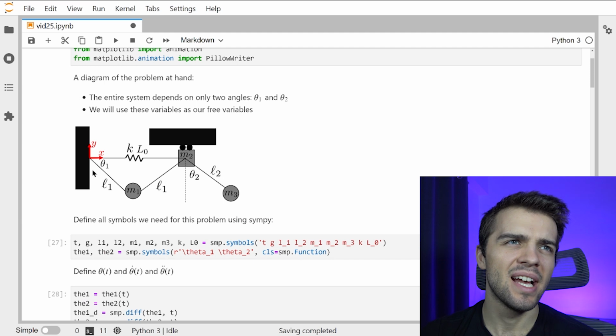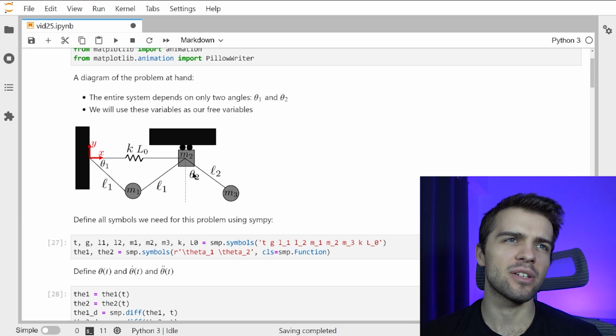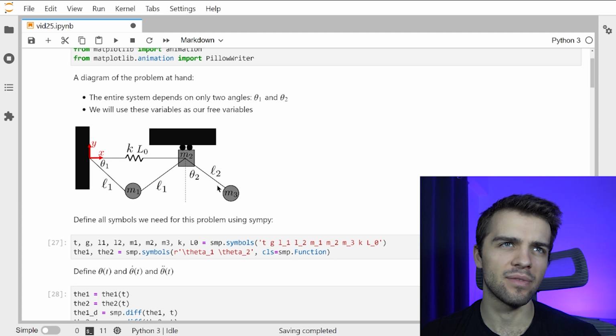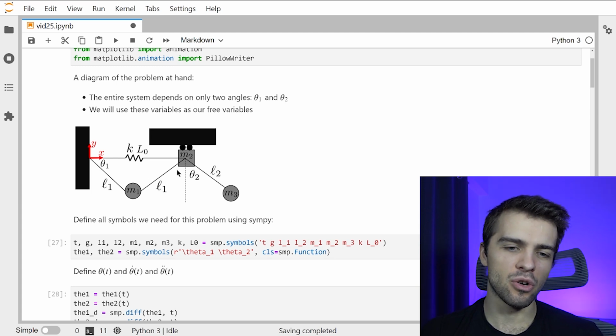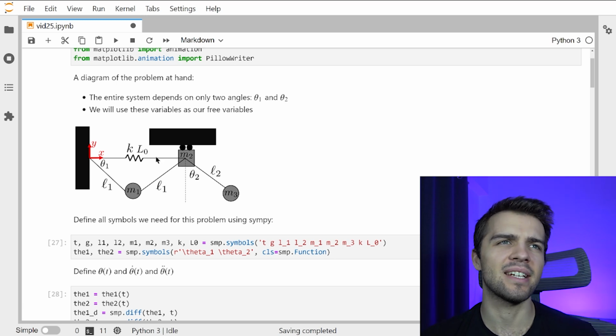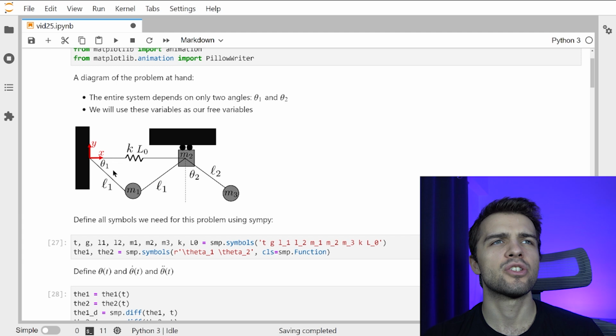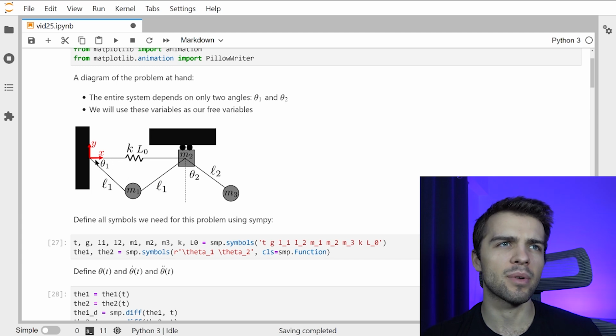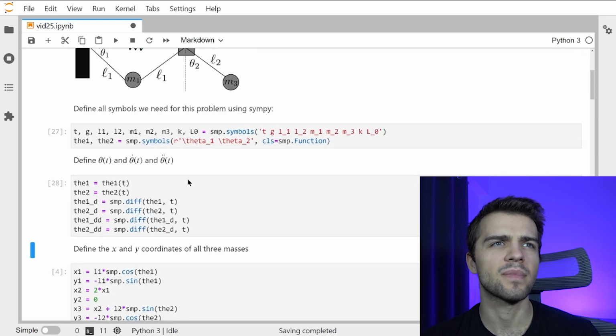of this system, it's a little bit complicated to write in terms of theta 1 and theta 2. It's easier to write in terms of the x and y coordinates of these masses, right? And so that'll be easy to write the kinetic energy once we have that, and the potential energy as well. So first we're going to take theta 1 and theta 2, and we're going to use it to find the x and y coordinates of all three masses here.